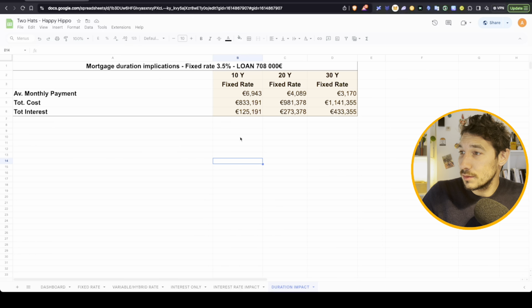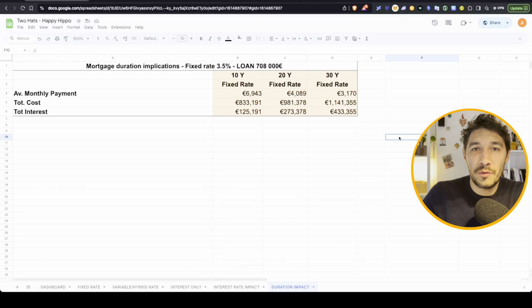I did plot the loan for a fixed rate mortgage. I analyzed a 10-year length, a 20-year and a 30-year loan. The monthly payment for a 10-year loan will be the highest, but we will have a lower cost and we will basically pay less interest over time. The 10-year option will cost only 125,000 compared to the 30-year option, in which we will spend 433,000.